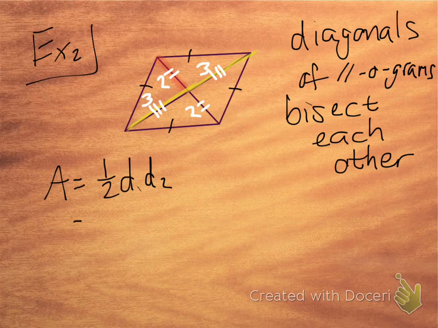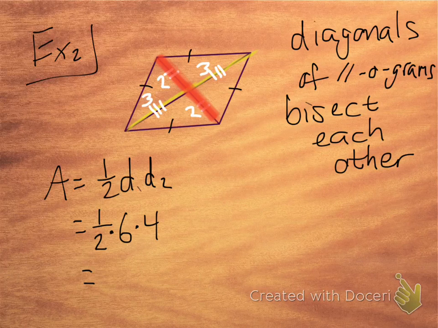We say that the area is 1/2 D1 D2. D1 would be 6, right? It's this whole thing in yellow, which is 3 plus 3, which is 6. Now, the red one is how long? Well, again, this is 2 and this is 2, which means add these together, you get the whole diagonal, which is 4. Right? So we have 1/2 times 6 times 4.